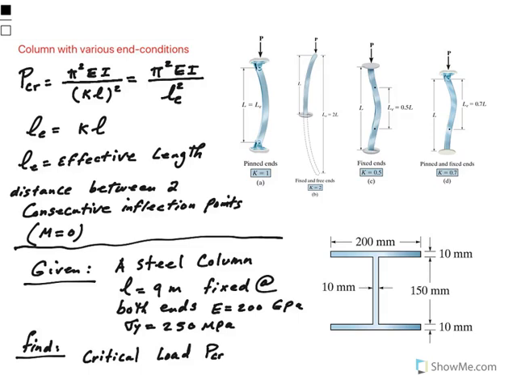Hello everybody. In this video I want to first talk about what happens if we have columns with various end conditions. And I will do an example right after that for you. So you guys remember that we did the derivation for this case. Actually, this is the case where both ends are pinned.